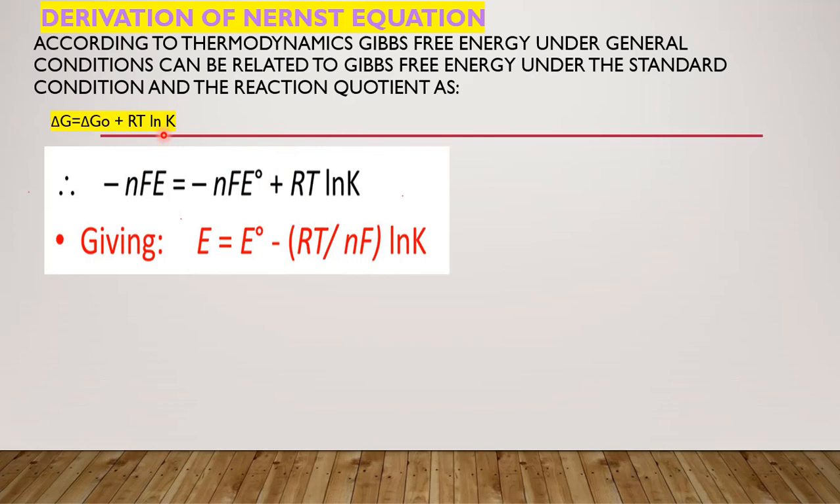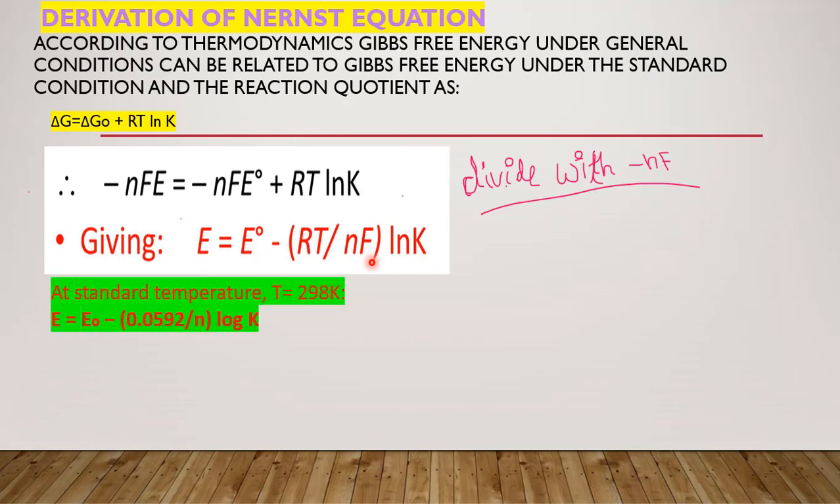So, already we discussed delta G equals minus nFE. If you substitute those values here, minus nFE equals minus nFE naught plus RT ln K. Just divide both sides by the nF value, divide with minus nF, then you will get E equals E naught minus RT by nF ln K. Here the temperature is standard temperature 298 Kelvin, then F means 1 faraday, that is also constant, R is the gas constant, that is also constant.